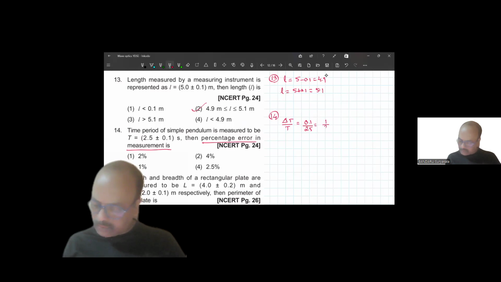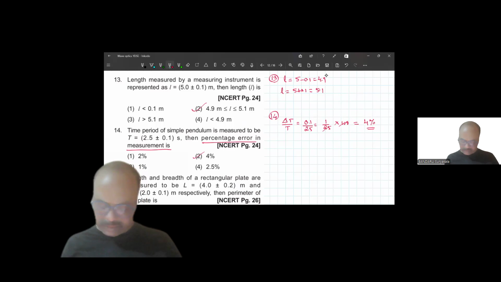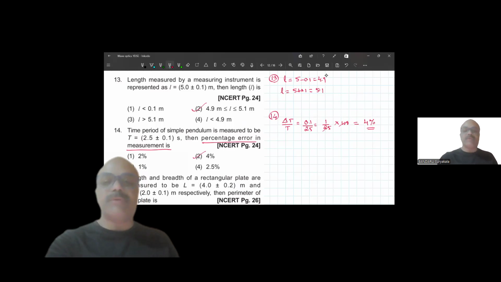So it becomes 1 by 25. Percentage they ask, into 100. So 25 ones are, 25 fours are. So the answer is 4%. So option 2 is the correct answer. Next, see the 15th problem.